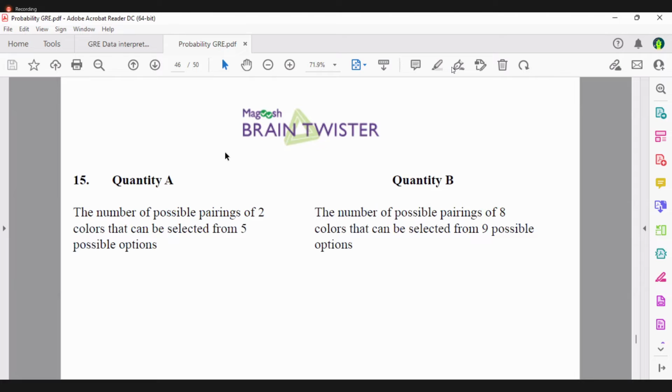Quantity A and quantity B. Quantity A: number of possible pairings of 2 colors that can be selected from 5 possible options. Quantity B: number of possible pairings of 8 colors that can be selected from 9 possible options.